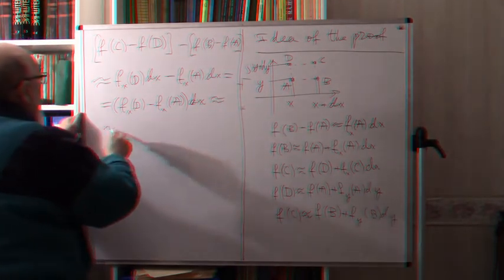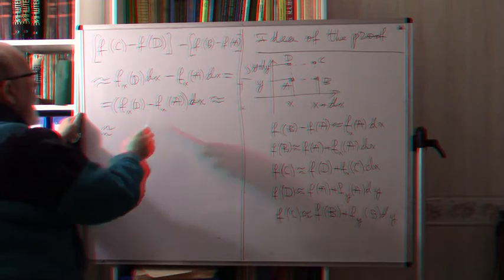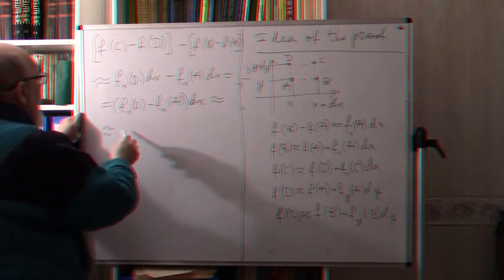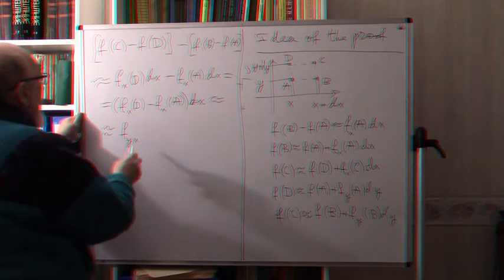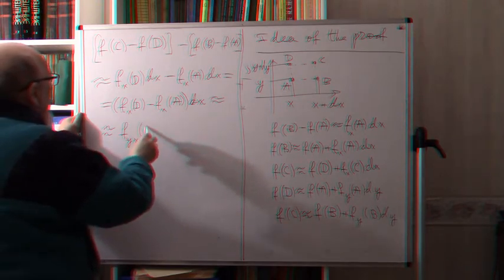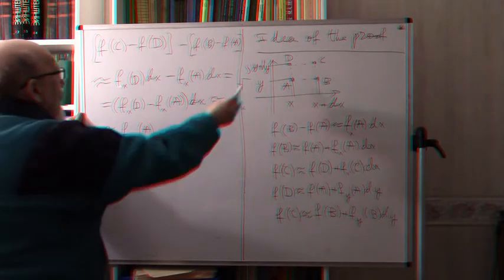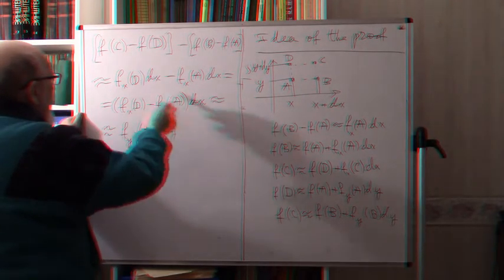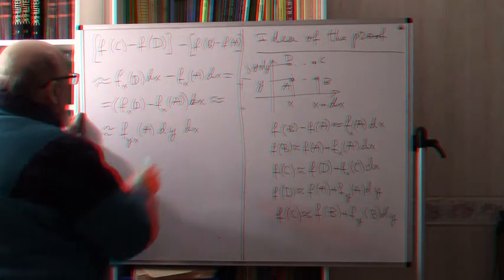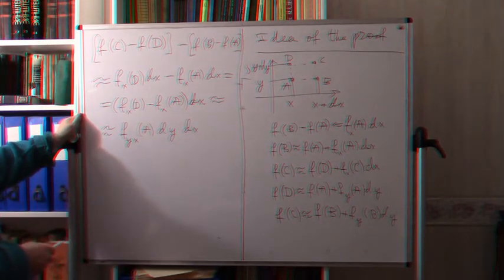Again, I write approximately fx of D minus fx of A. It is approximately equal fy of A dy, it is this, dx. Yeah?